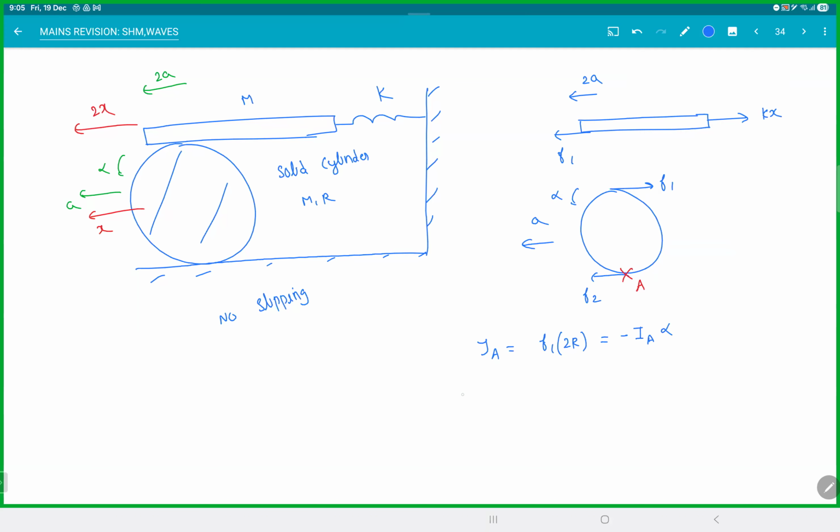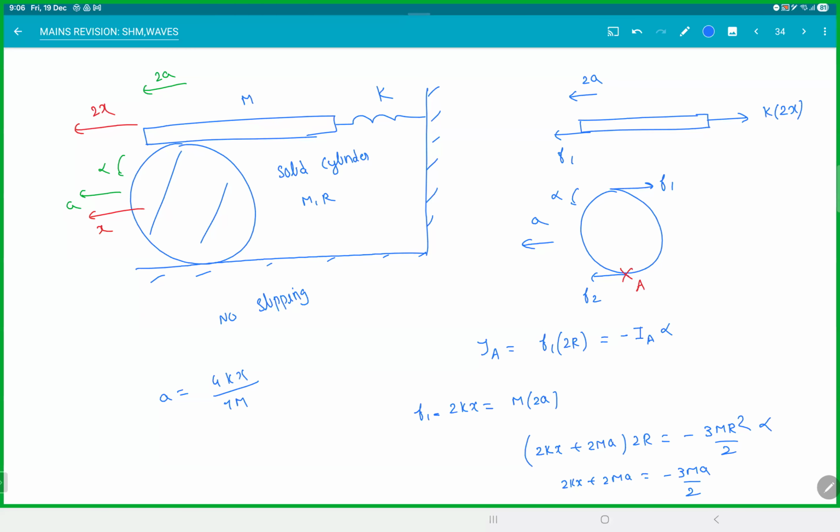This is equal to minus IA alpha. But we also know F1 minus kx is equal to, that is 2kx. F1 minus 2kx is equal to m into 2a. Take that F1, dump it there. So that will be 2kx plus 2ma into 2r. IA will be 3mr square by 2 alpha. A is equal to r alpha. So one r goes off. That will be 2kx plus 2ma is equal to minus 3ma by 2. There you got everything. So a will be 4kx by 4 plus 3, 7m.